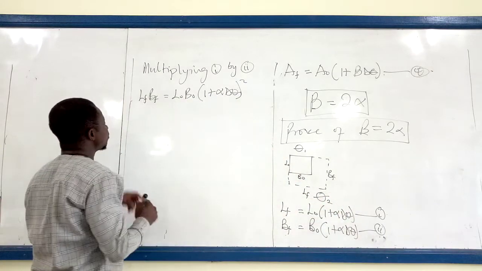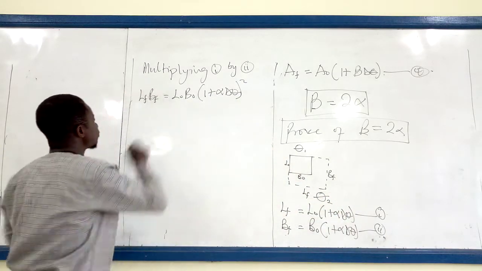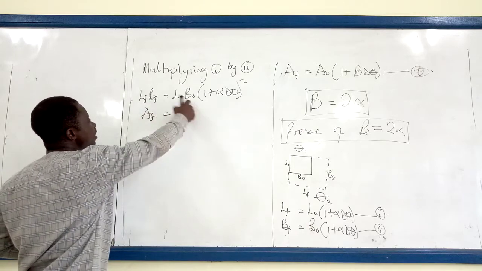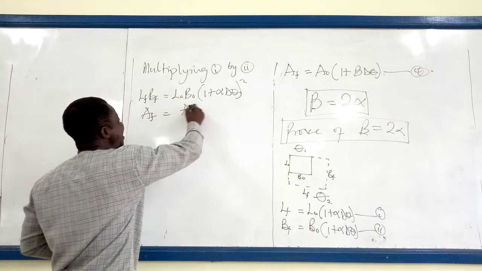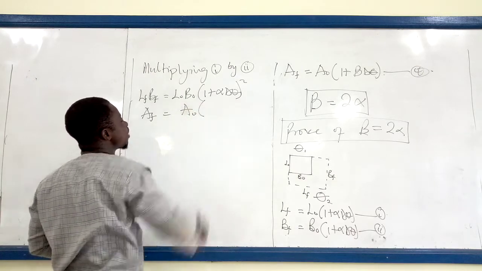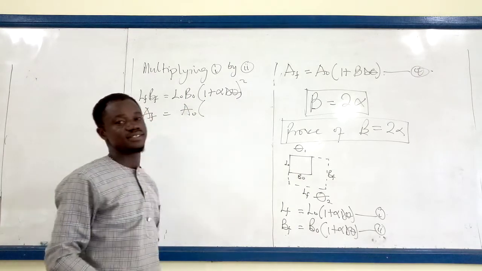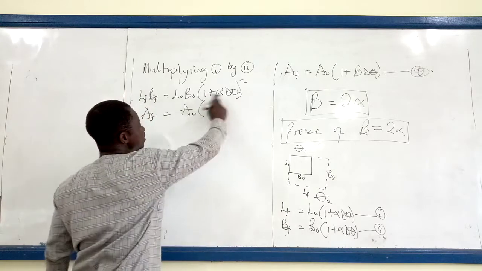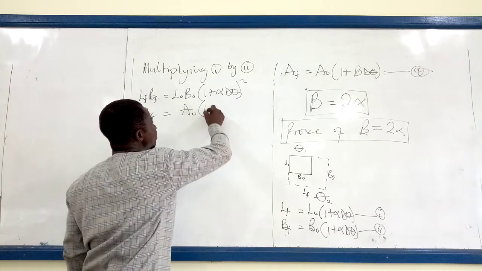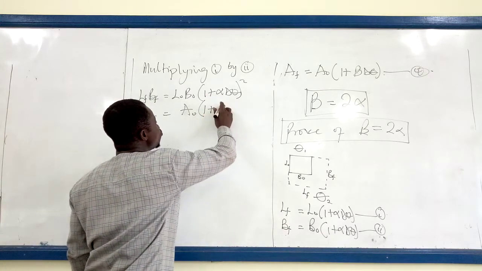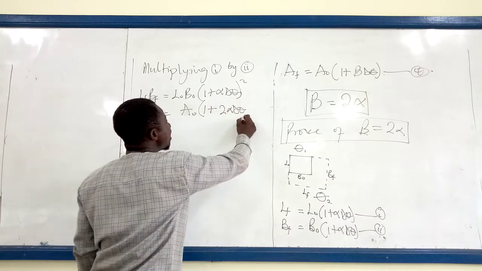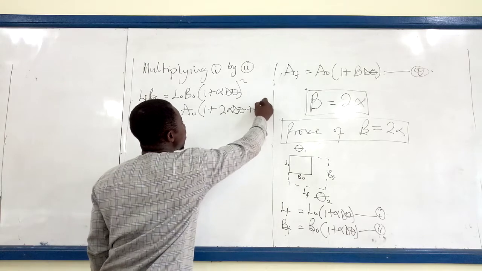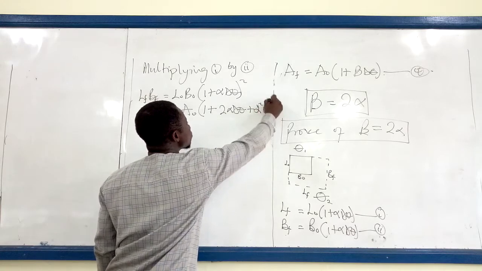Then I will expand this. Length times breadth is area, so that will give me AF is equal to A0 into bracket. Then I will expand this, that will give me 1 plus 2 alpha delta theta plus alpha squared delta theta squared.